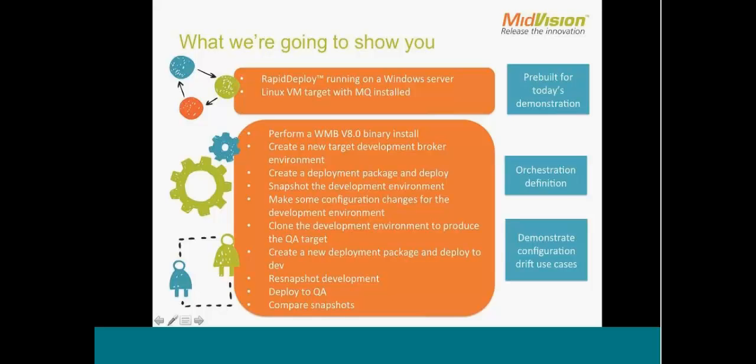Okay, so we're going to perform a Websphere binary install. We're going to create a new target development broker environment within RapidDeploy. Then we're going to create a deployment package which contains all the configuration and the bar files, and we're going to deploy that to a new target. After we've done that, we will snapshot that environment. I'm then going to update the configuration, extract some of the environment-specific values, and then we're going to clone that development environment to create a QA environment. After we've done that, we'll create a new deployment package, which now will contain the bar files and the configuration for both your development and QA environment, and then we'll deploy that firstly back into the development environment. When I've done that, we'll take another snapshot, we'll deploy that into QA, and then we'll compare the two snapshots that we've got of the development environment.